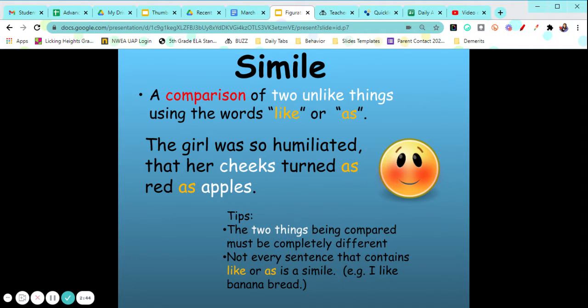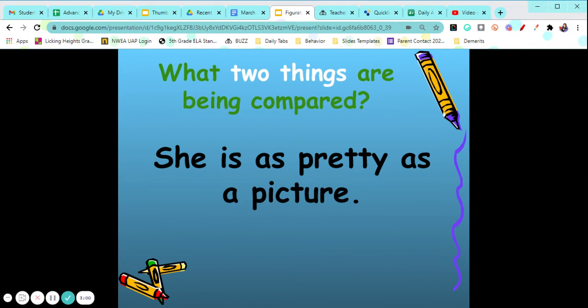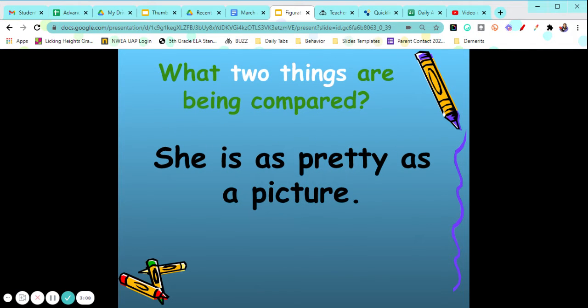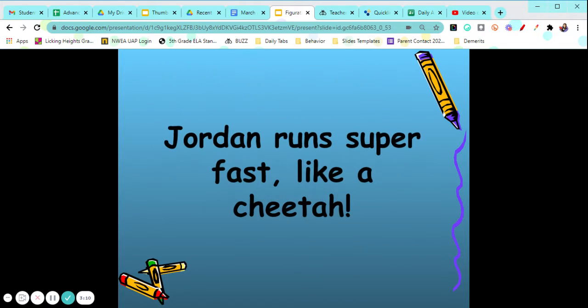Next, I want you to remember the two things being compared have to be completely different. Not every sentence that has the word like or as in it, like I like banana bread or I like ice cream, is a simile, because I'm not comparing two unlike things. So you compare two unlike things using like or as. What two things are being compared? Think about it. She is as pretty as a picture. The two things that are being compared are the girl and a picture, okay?